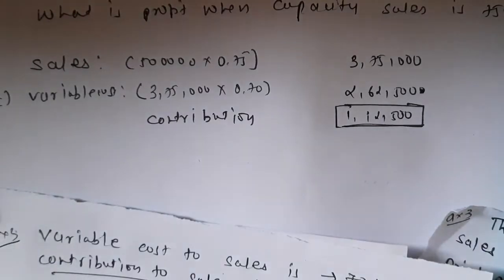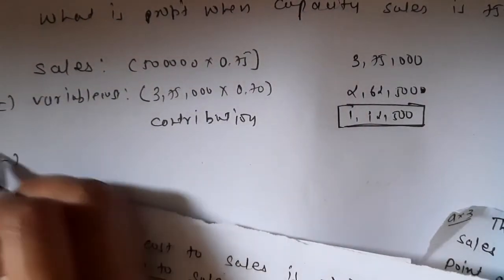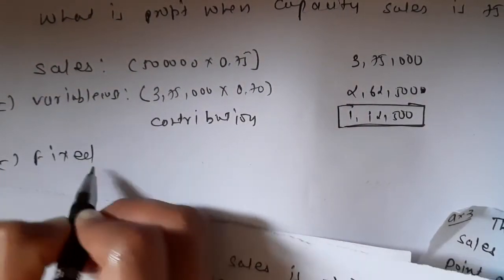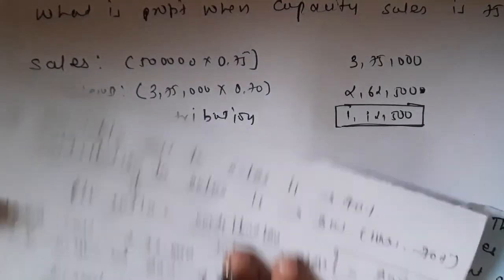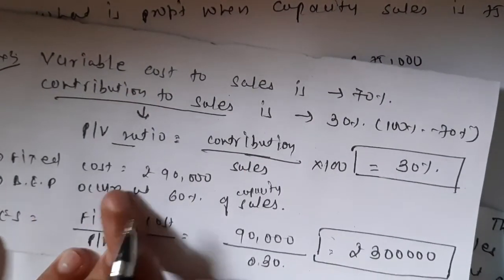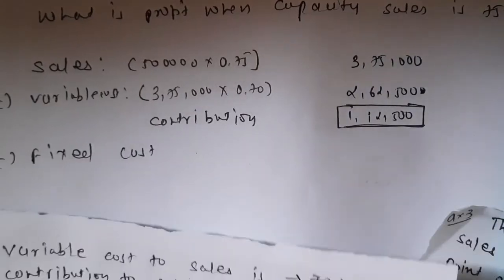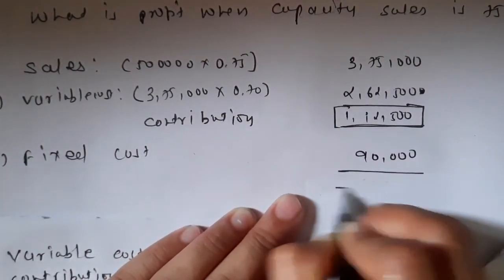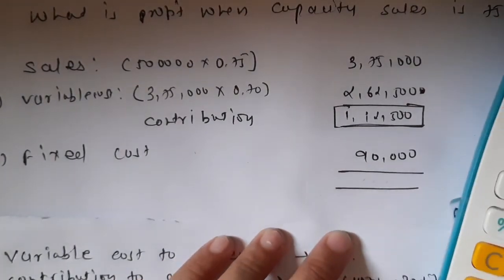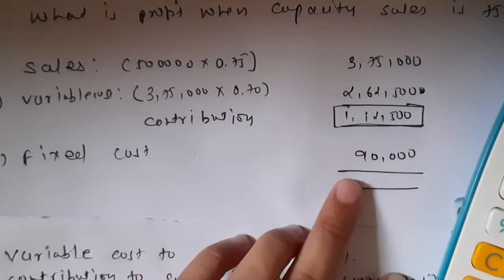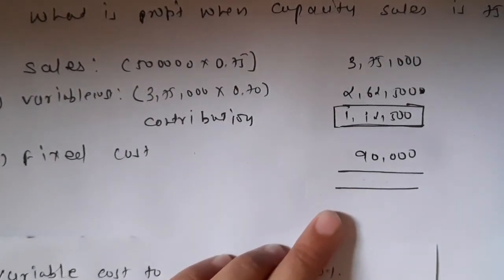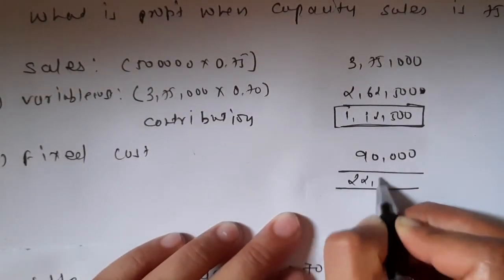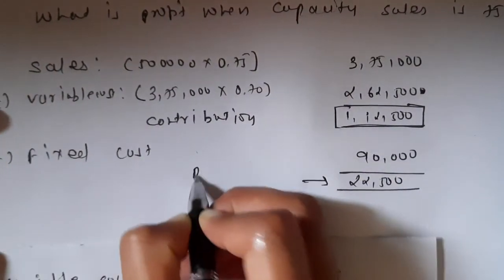After getting contribution, we deduct the fixed cost. How much it is given? Fixed cost is rupees 90,000. So we deduct 90,000 from the contribution. Now deduct the fixed cost. 90,000. We got 22,500. What it is? It is nothing but our profit.